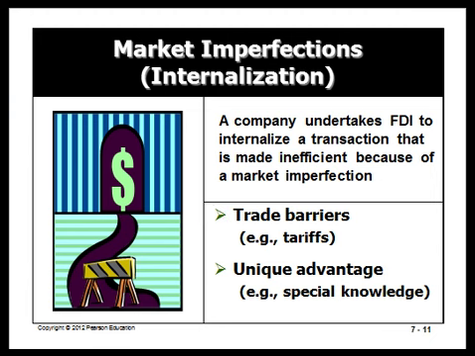Another type of imperfection is specialized knowledge. A unique competitive advantage may consist of specialized knowledge, technical expertise, or special marketing abilities. Companies charge fees for product knowledge, but when a company's specialized knowledge is embodied in its employees, the only way to exploit an opportunity may be FDI. A company may undertake FDI if charging another company for access to its knowledge might create a future competitor.